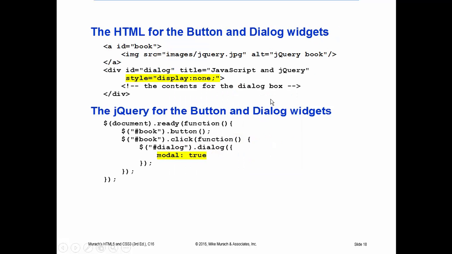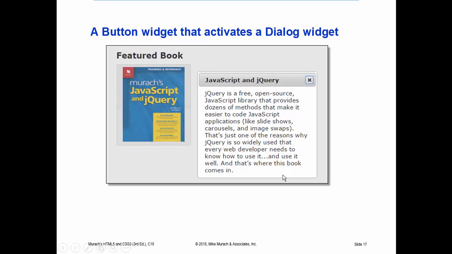All right. Now here they called it book. They could have called it button. Wouldn't have hurt. All right. And they're saying when you click on the book, run that function. Also notice here it says modal true. When something is modal like this, what they're saying is until you click that X, you're basically going to be kind of in purgatory right here.